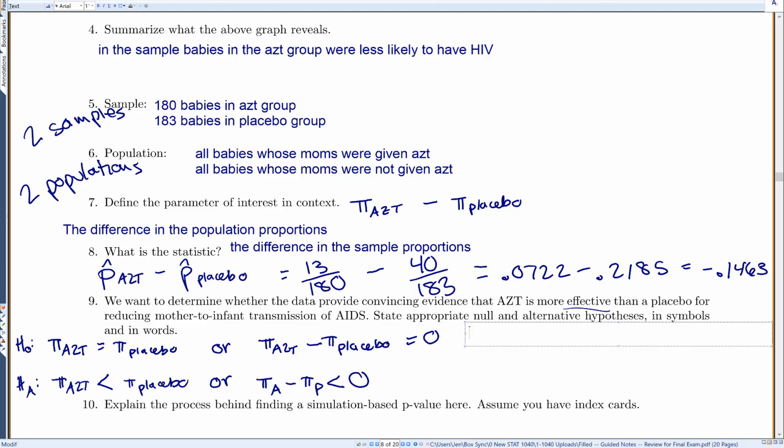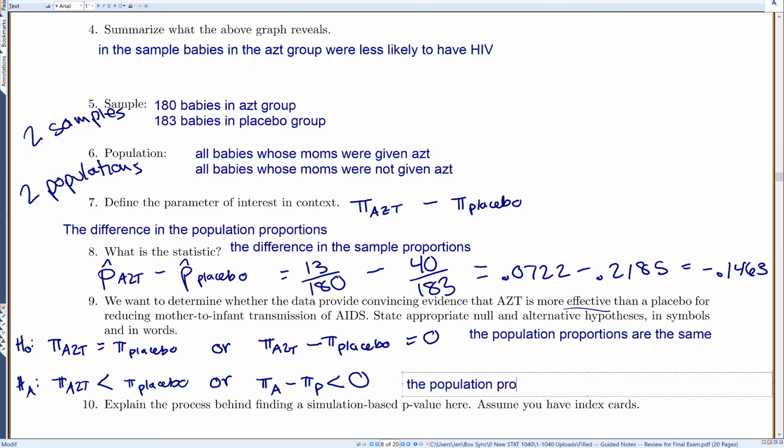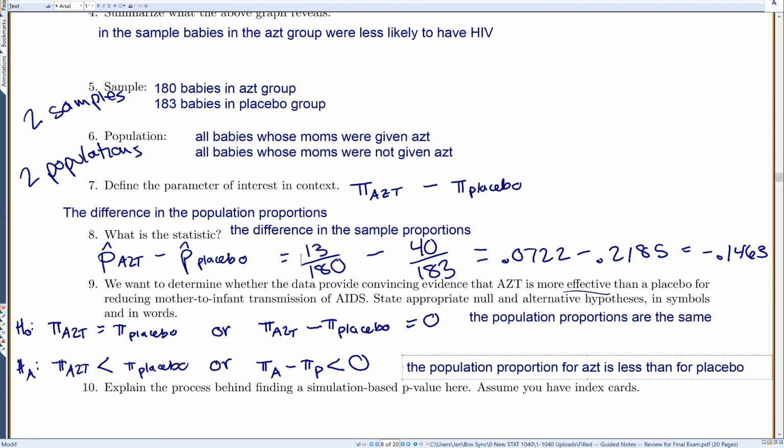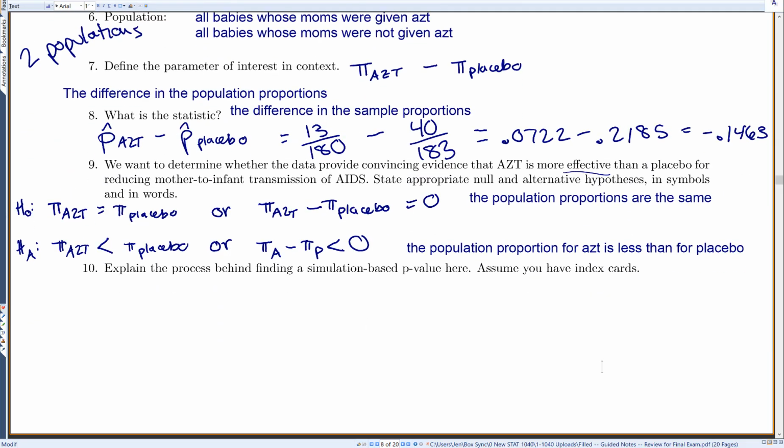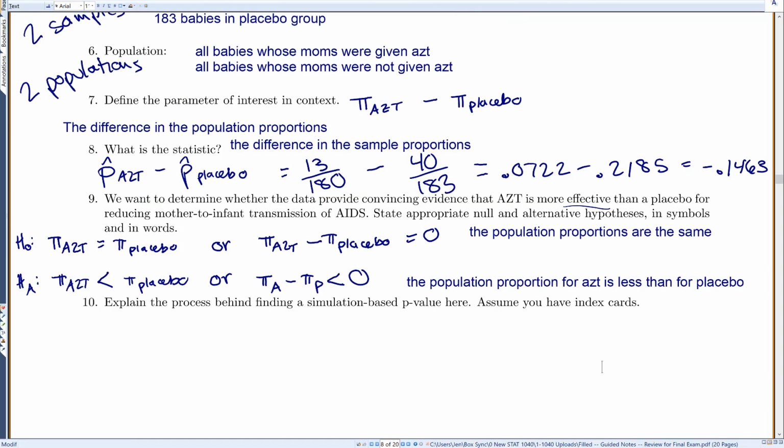Now let's write it in words. We can say the population proportions are the same. That would be our null hypothesis. And the alternative is that the population proportion for AZT is less than for the placebo. Now, how would we actually find a simulation-based p-value here?